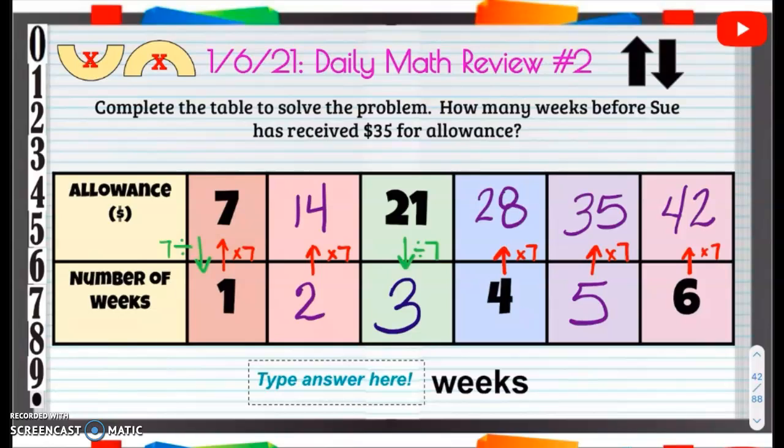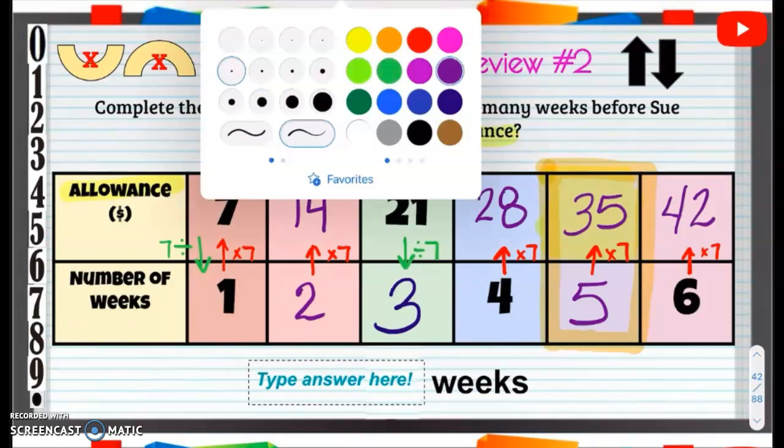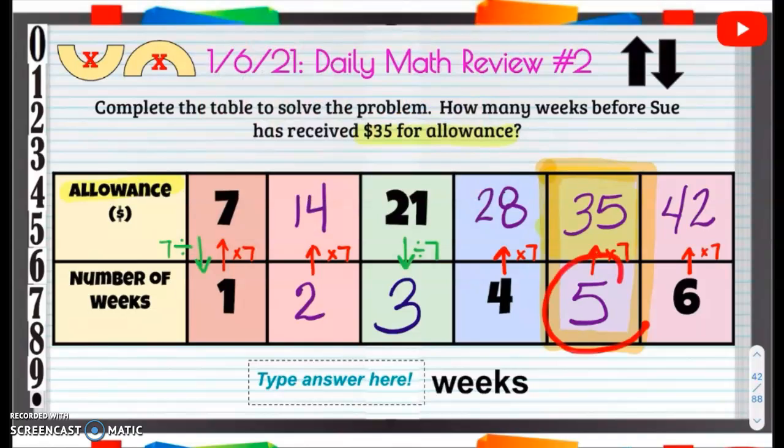But now it asks, how many weeks before she has received $35 for allowance? So here's our allowance. Here's the $35. How many weeks will she have to wait until she gets her allowance? Well, 5, right there. She'll have to wait just 5 weeks. So our answer is going to be 5 weeks. So you can put that 5 down there. And then that's it for our DMR number 2. Great job.